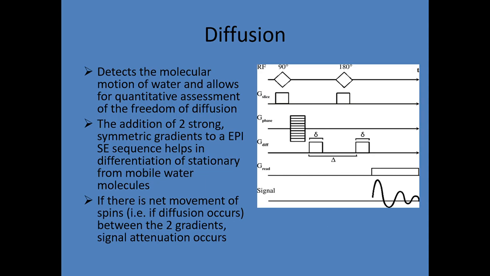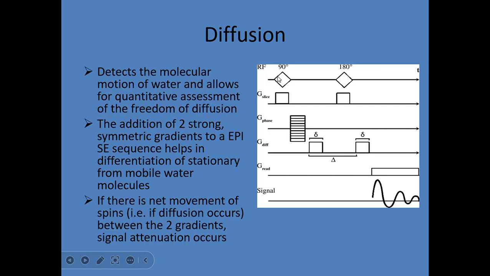Now diffusion detects the molecular motion of water and allows for quantitative assessment of the freedom of diffusion. The addition of two strong symmetric gradients to the EPI spin echo sequence helps in differentiating stationary from mobile water molecules. And if there is any net movement of spin, that is, if diffusion occurs between the two gradients, signal attenuation occurs.